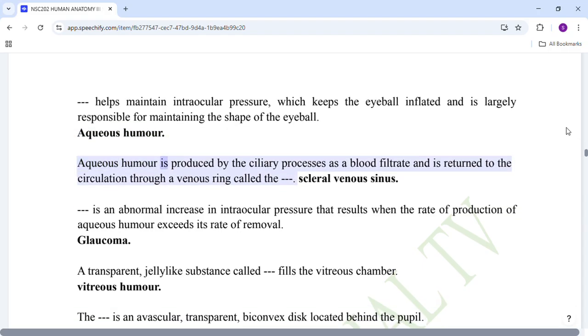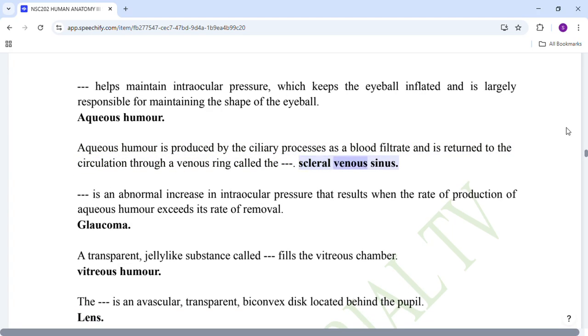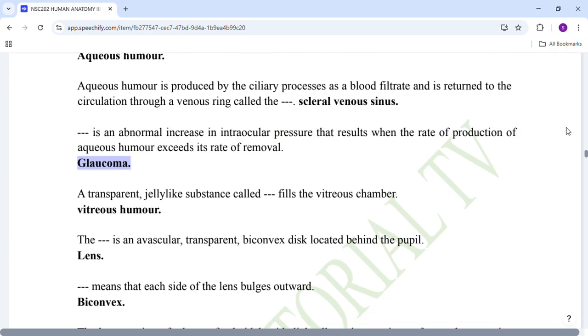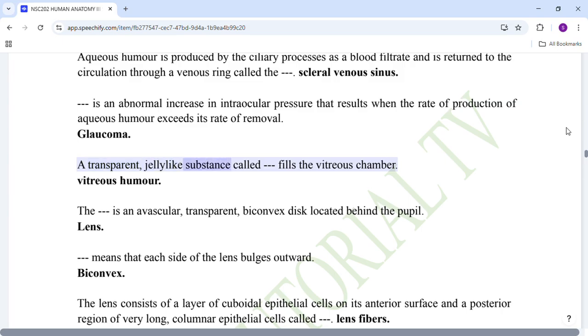Aqueous humor is produced by the ciliary processes as a blood filtrate and is returned to the circulation through a venous ring called the scleral venous sinus. Glaucoma is an abnormal increase in intraocular pressure that results when the rate of production of aqueous humor exceeds its rate of removal. A transparent, jelly-like substance called vitreous humor fills the vitreous chamber.